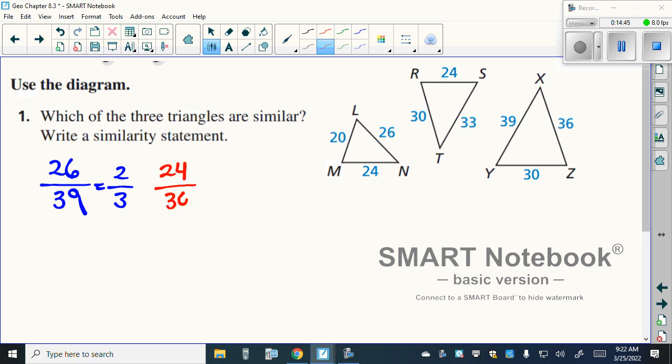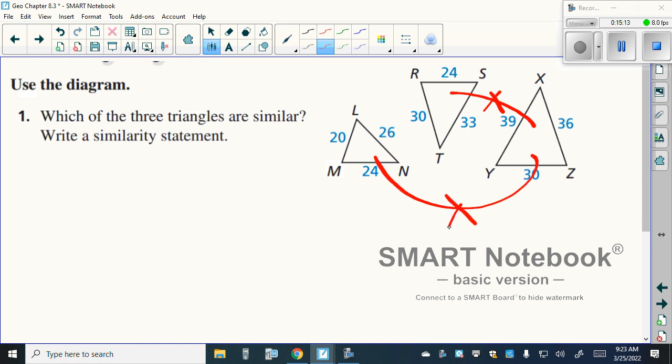24 over 30. 6 will go into both of those, because 6 times 4 is 24, and 6 times... Those two aren't similar. So we've said these two aren't similar. We've said that RST and LMN are going to be the ones that most likely are similar.